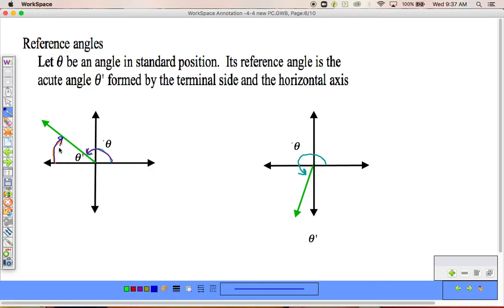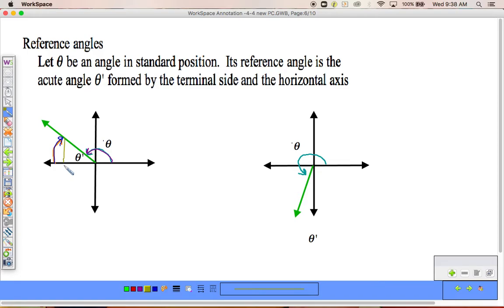Now, the reason we want this is because once I get theta prime, I can draw a right triangle using that small angle. I've said it several times in class: your triangle is always going to be drawn to the x-axis.